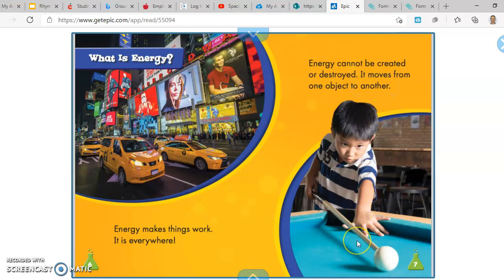Here's a picture of a boy playing pool. How does energy move from one object to another in this picture? Well, it looks like the boy has energy to push the pool cue, the stick, into the ball, the cue ball. And so the energy goes from him through the stick to the ball, and the ball goes forward. Energy is moving from this boy to this cue ball. So it moves from one object to another.